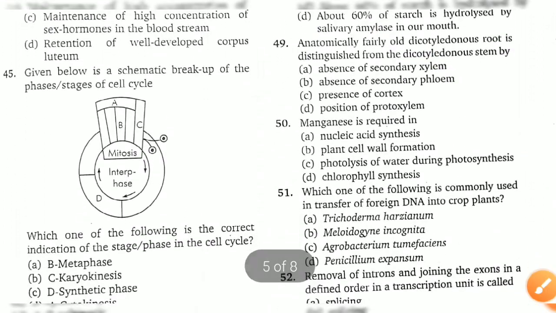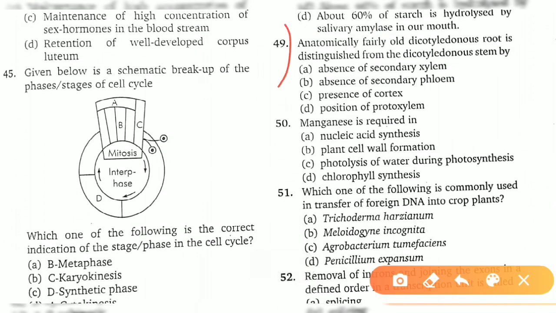Now, 49th question. Anatomically, a fairly old dicotyledonous root is distinguished from a dicotyledonous stem by the absence of secondary xylem, by the absence of secondary phloem, by the presence of cortex, or by the position of protoxylem. So we can distinguish a dicot stem and a dicot root by the position of the protoxylem. So the answer is D.